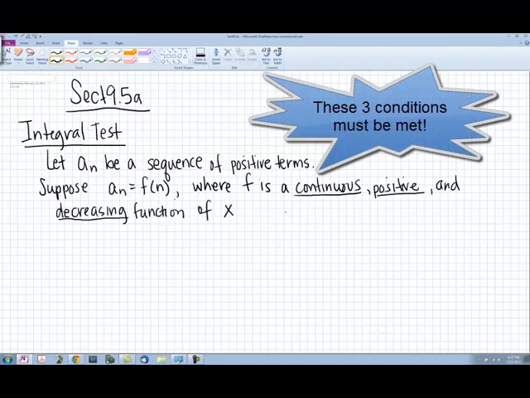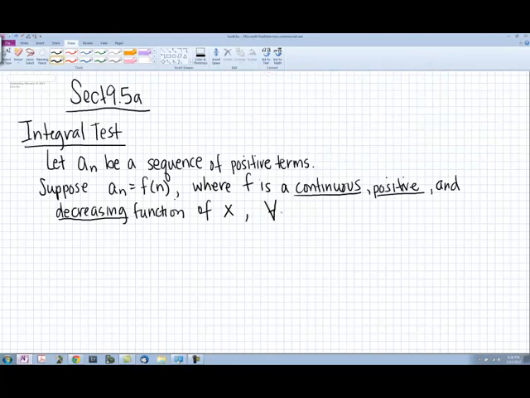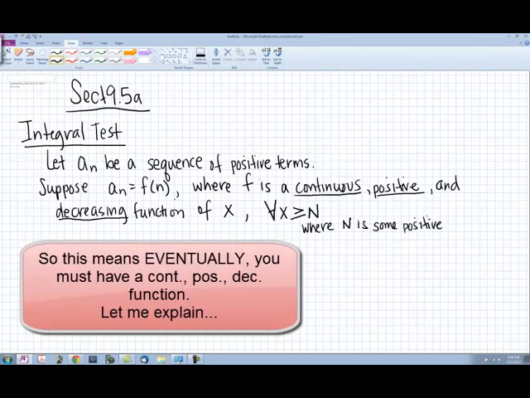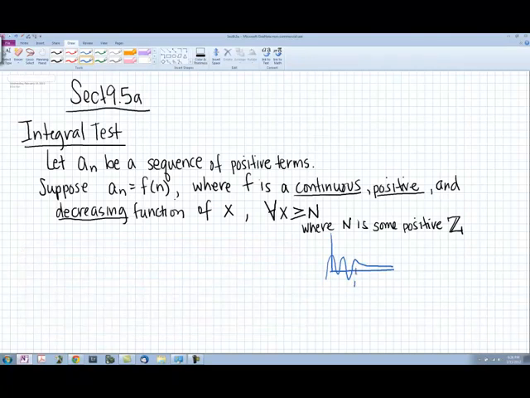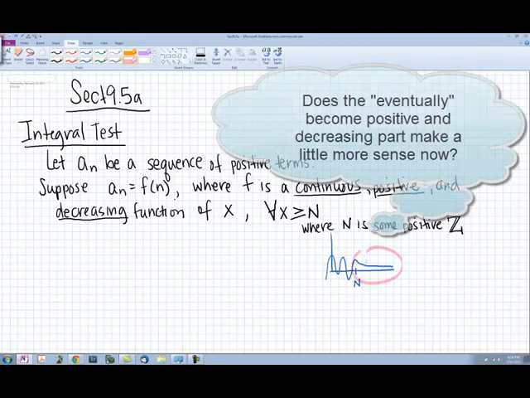Okay, but here's a little catch. It needs to be a decreasing function of x for every x greater than or equal to n, where n is some positive integer. So if in the beginning you have a function and it maybe increases, decreases, increases a little bit more, but eventually, like in this graph right here, at some point n, it's always going to be decreasing, then that's okay.